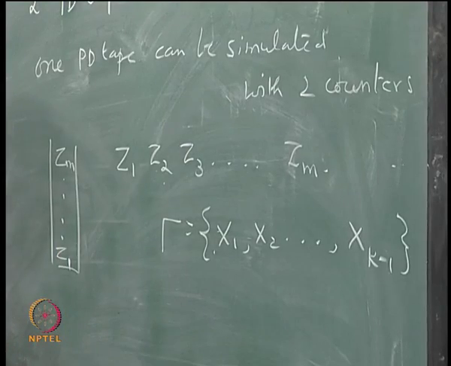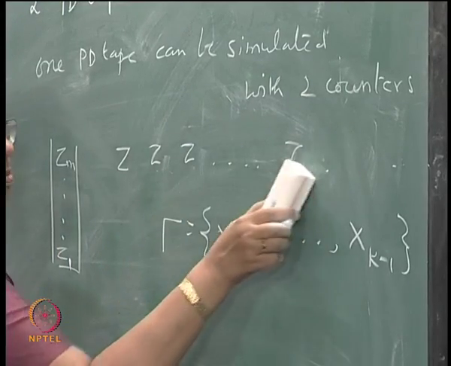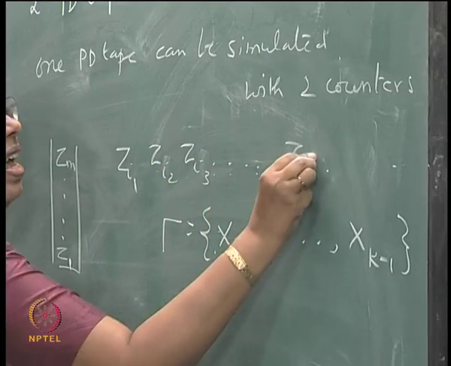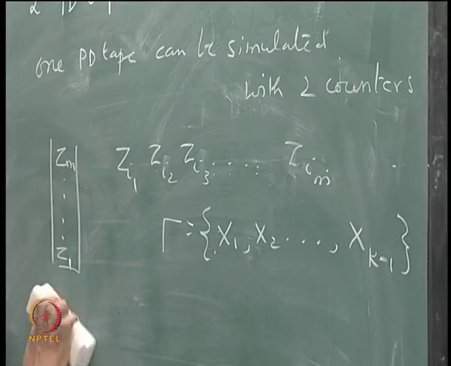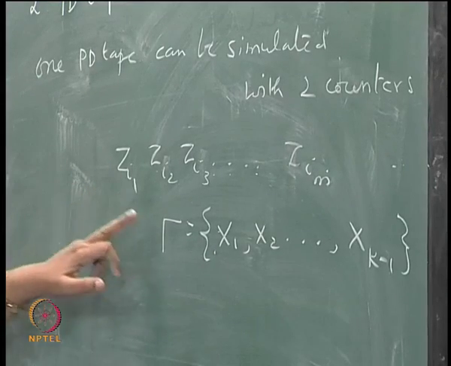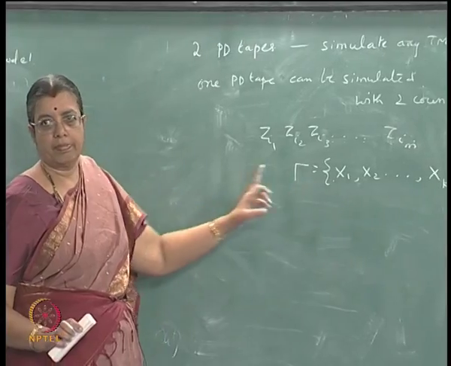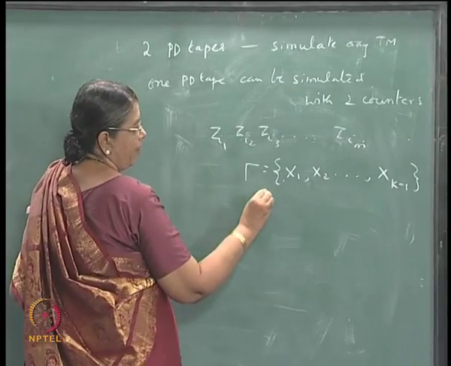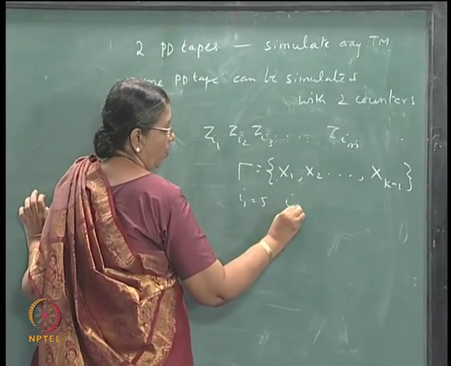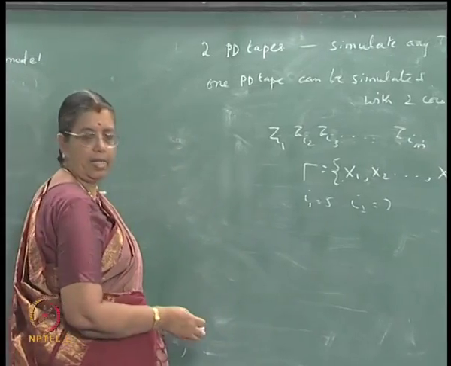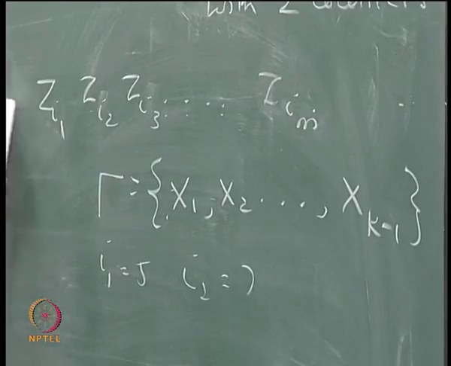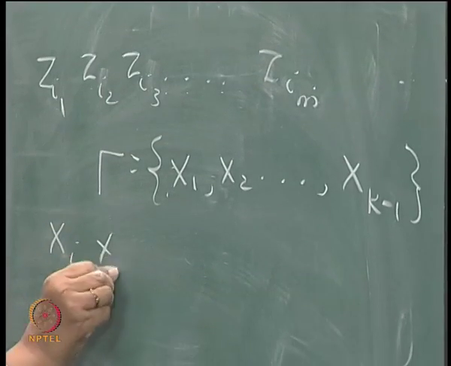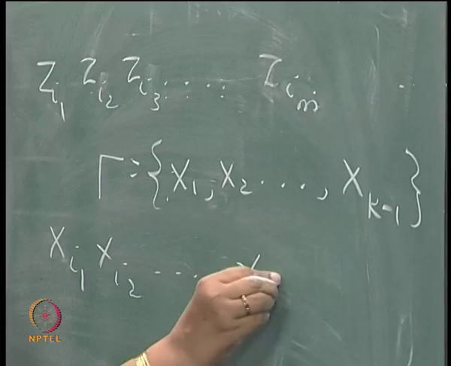So, instead of 1, 2, I will write it as Im, which will be more clear. Z_i1, Z_i2, Z_i3, up to Z_im. Each of them will be a symbol from here. So, I1 will be say 5, I2 will be 7, something like that, is it not? Actually it is the same symbol. So, I will write it as x_i1, x_i2, up to x_im.